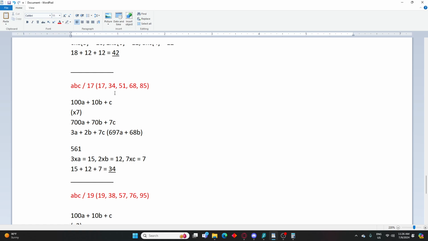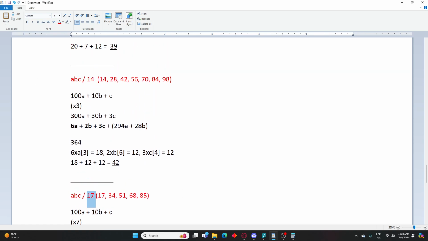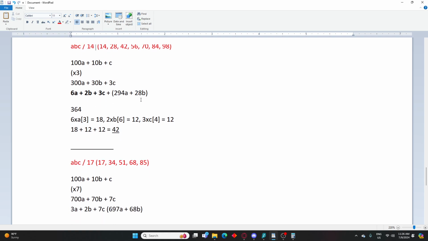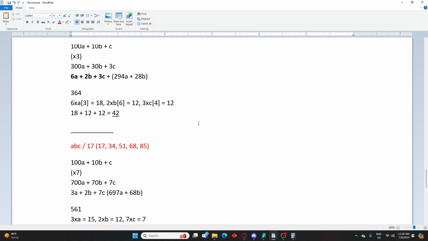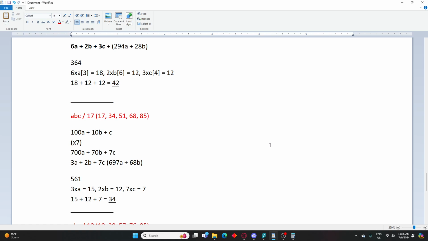ABC divisible by 17. Of course, we're going to skip 15 and 16 because we already showed how that can be applied for all numbers earlier. 17 being a prime number, you know it's going to be funky, and it is very funky. I tried my best to keep the numbers small, so I went with 7. The multiplication table being 7 this time gives us the ability to have 700a plus 70b plus 7c, which is about as small as I could find it.